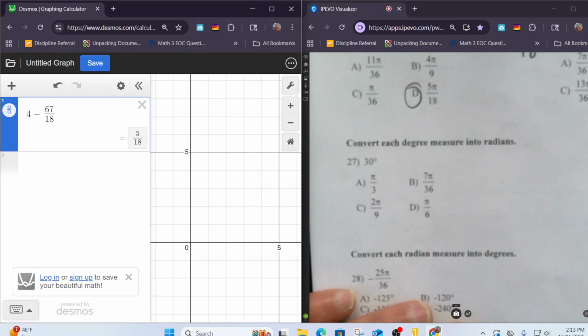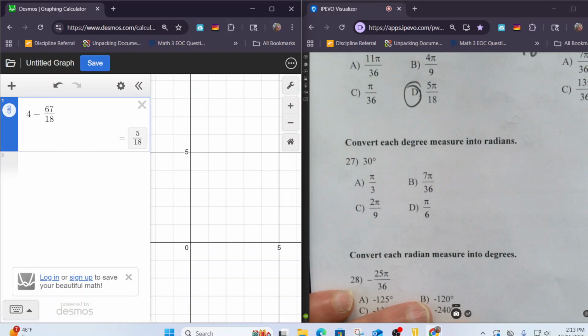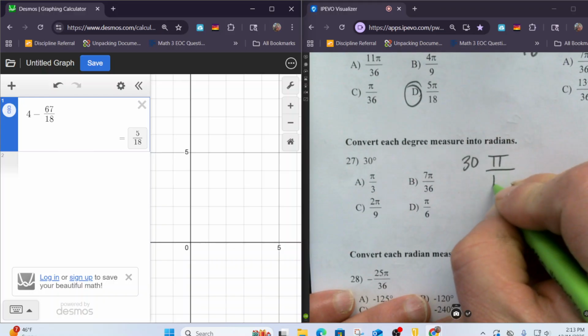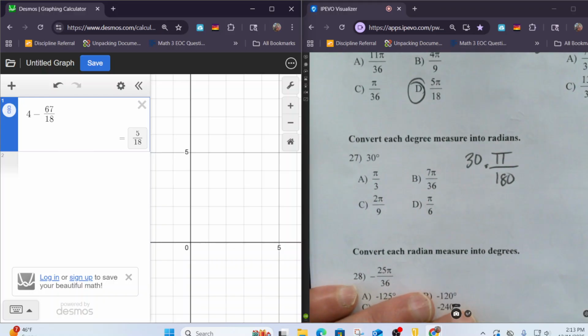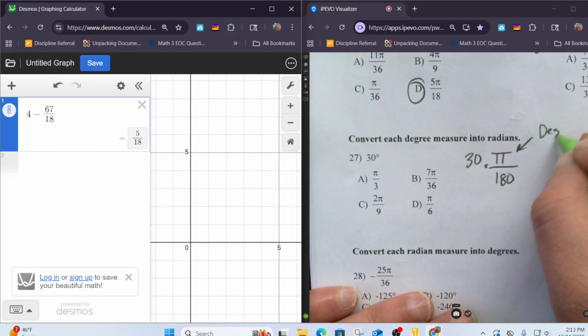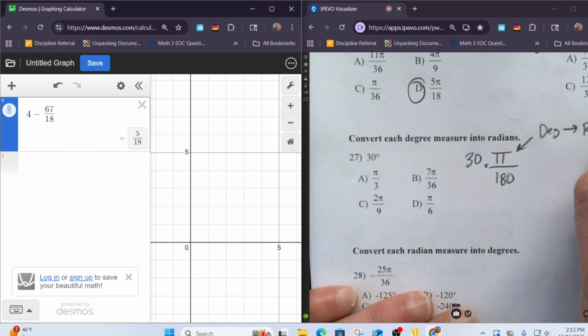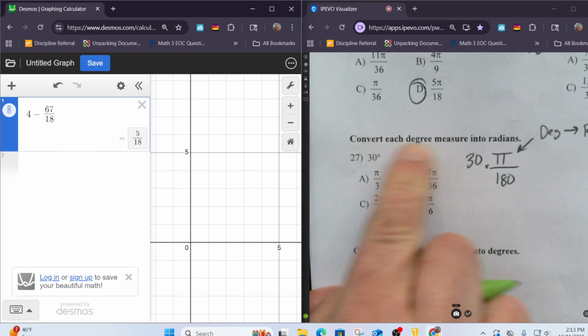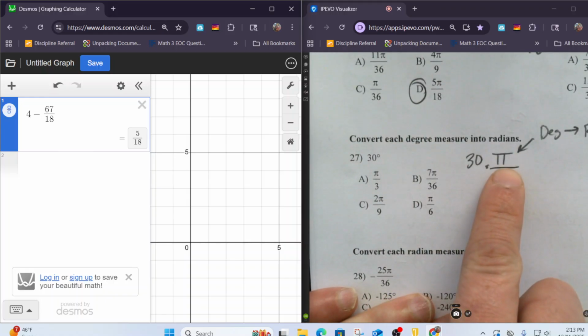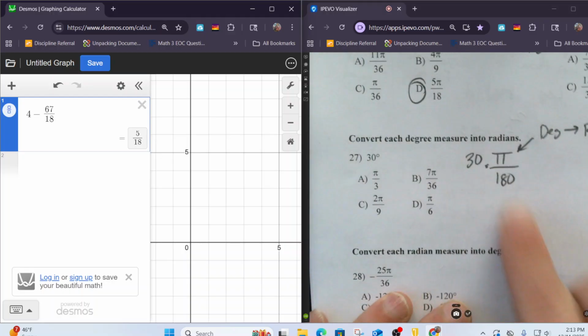How do I convert degrees to radians? What's the conversion factor? It is pi over 180, right? Wait, isn't that degrees to radians? Oh wait, that was the question. Convert each degree. Well, that's a degree measure, right? If you're converting it to radians, you know it's going to have a pi on the top.